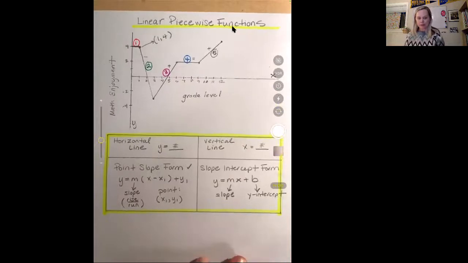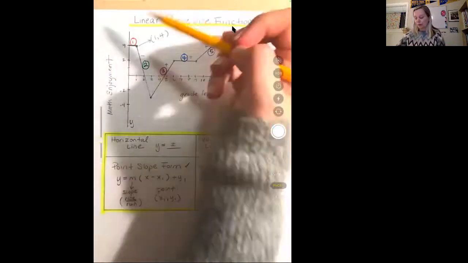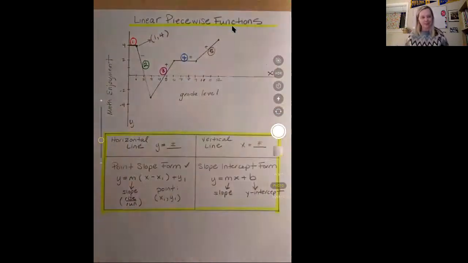So I wanted to point that out, and that specifically for these examples, we're mostly going to be using point-slope. So when we come back, I'm going to pause it real quick, but when we come back, we're going to write the equations for each one of these sections.